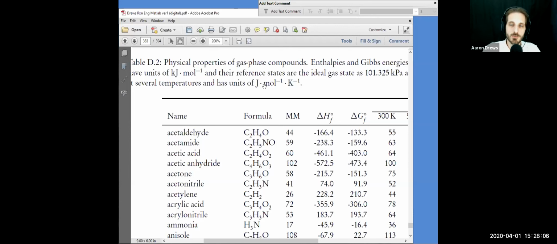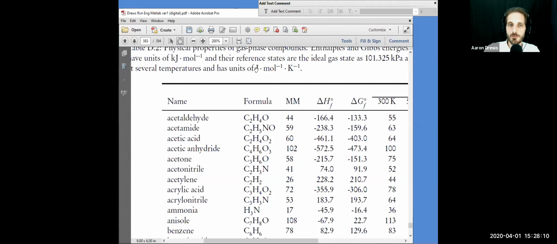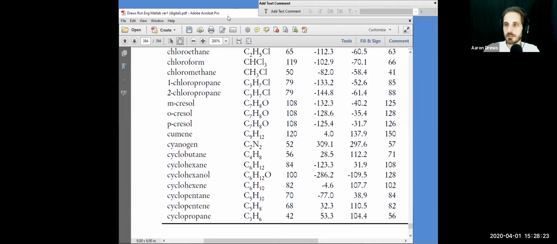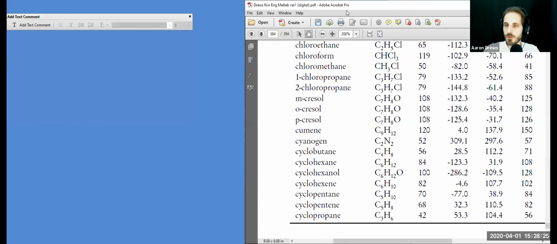If you plug them in as joules per mole, heat capacities are traditionally tabulated with units of joules per mole per Kelvin, whereas energies of formation are kilojoules per mole, just because they get tabulated a little bit better. So if we've got, we need to look up what it is for water.